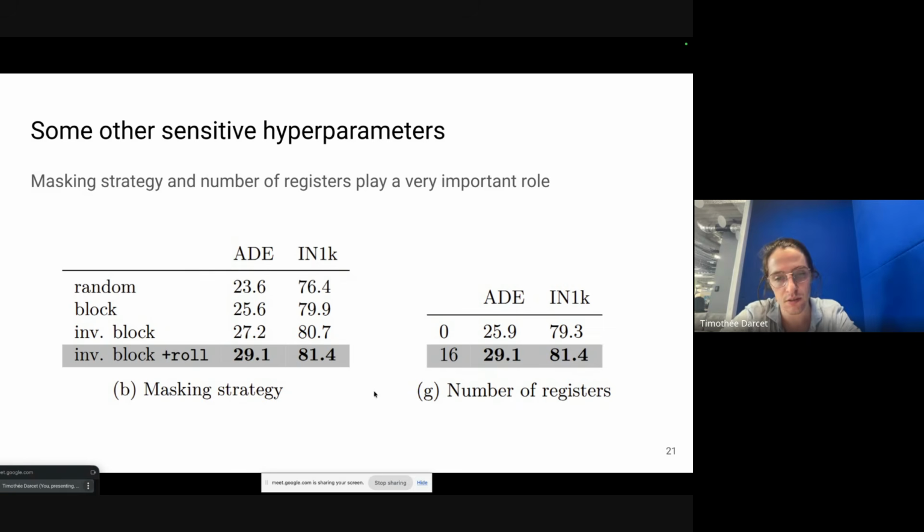Number of registers. Why is this important? Debatable, but you really need registers to do this. When I added one register, it made a huge difference. When I added more than one, like 1 to 16, it made another big difference.